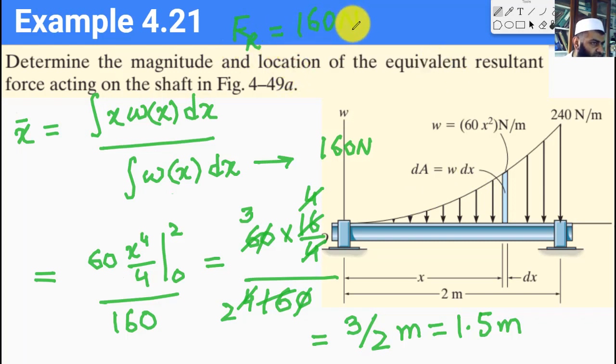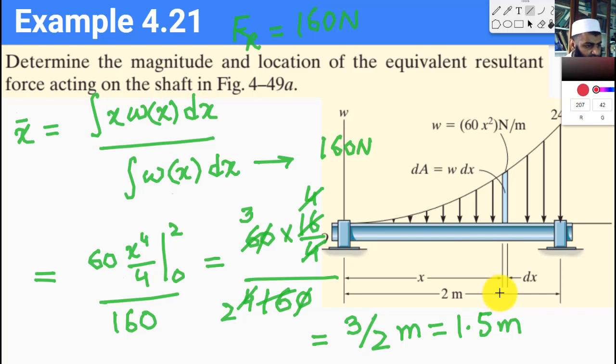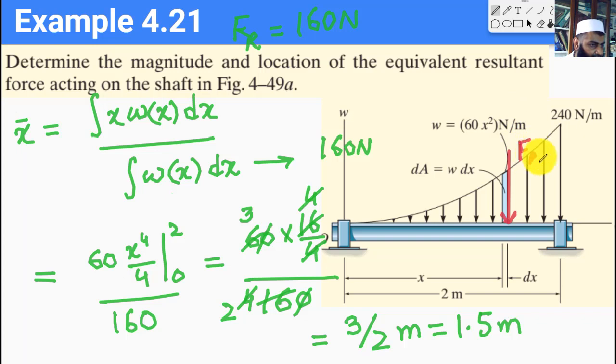So to form an equivalent system of all of this distributed force, we want to apply a resultant force of 160 Newton, and this force should be applied at a distance of 1.5 from here. So this force would be applied somewhere here. Okay, so I hope this process is clear, and let me mark the distance also. This distance from here to here is just 1.5 meters.